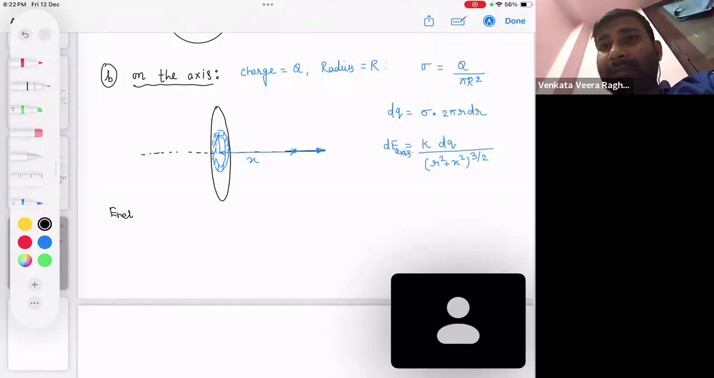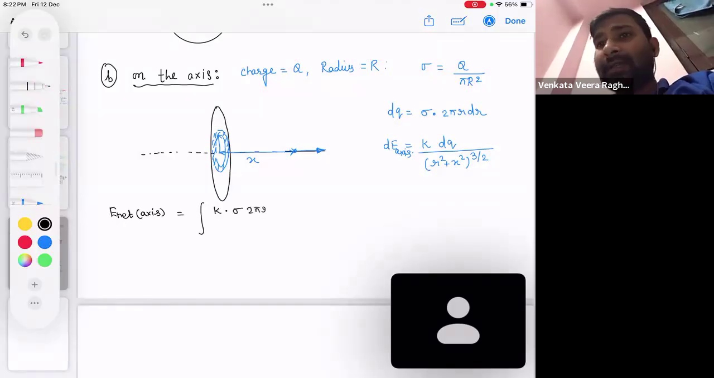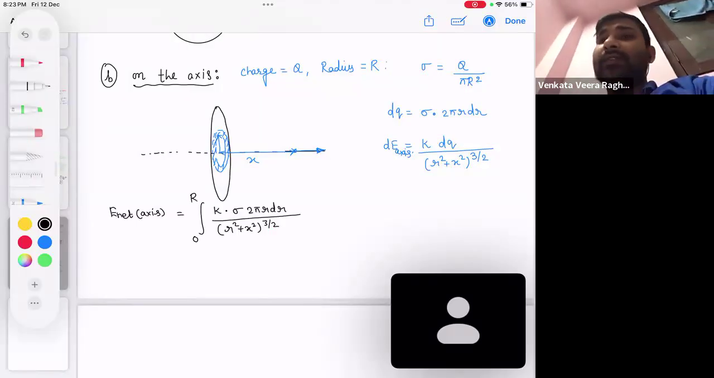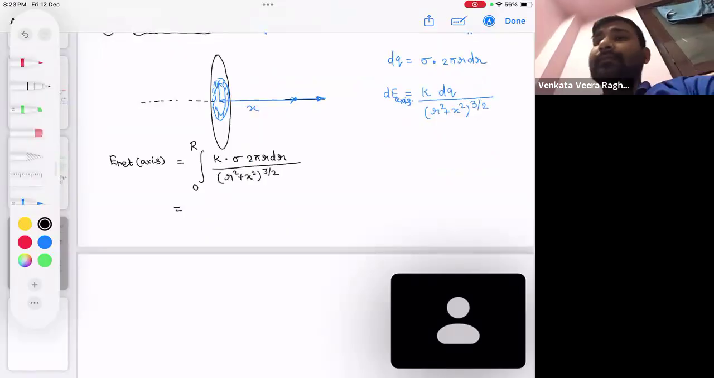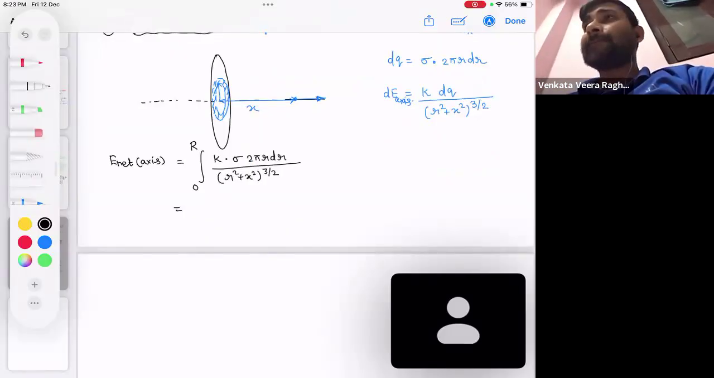If I want to calculate the net field on the axis, we should integrate. So K dq. What is the dq? dq is sigma into 2 pi r dr, and in the denominator we have (r square plus x square) to the power 3 by 2. And the limit of integration? It's a complete disc of capital R radius, so 0 to R we should do the integration. Is everything up to this part clear? Yes.